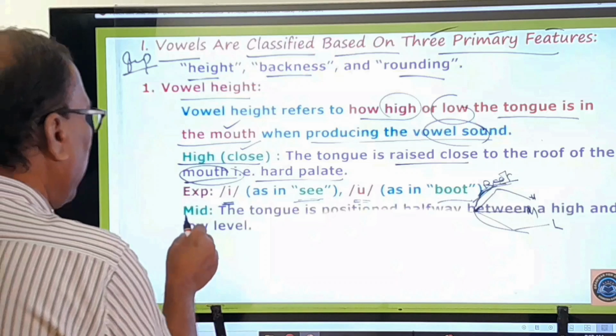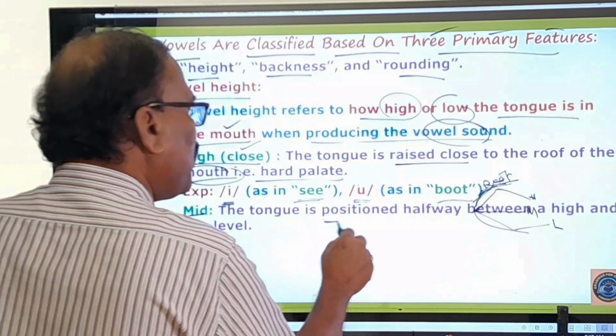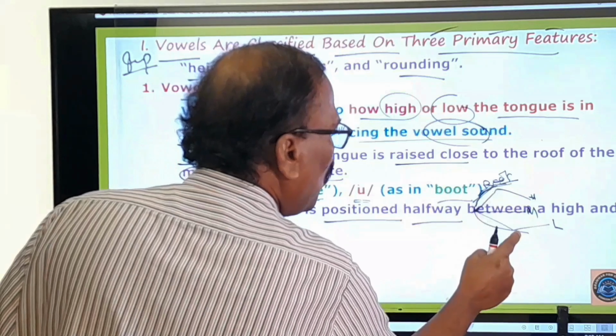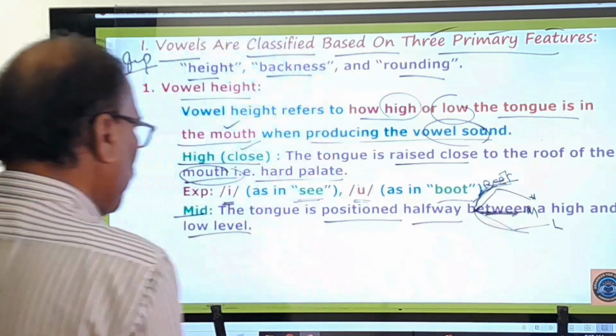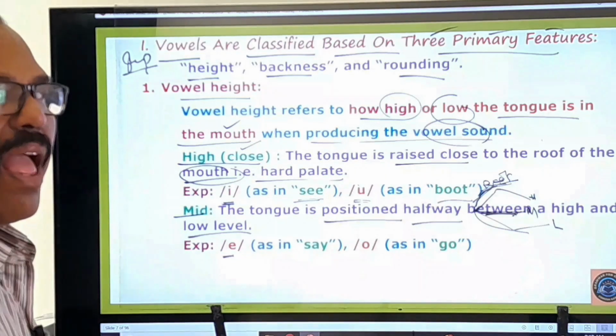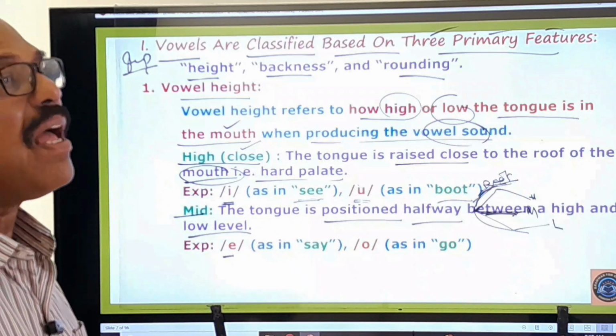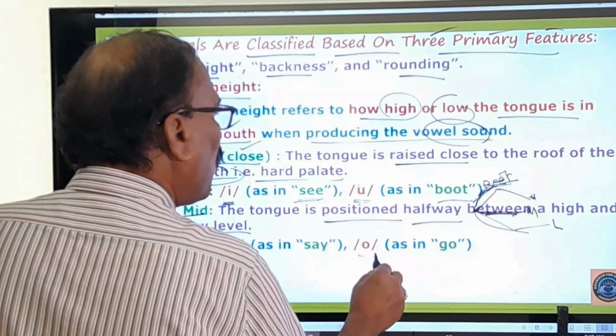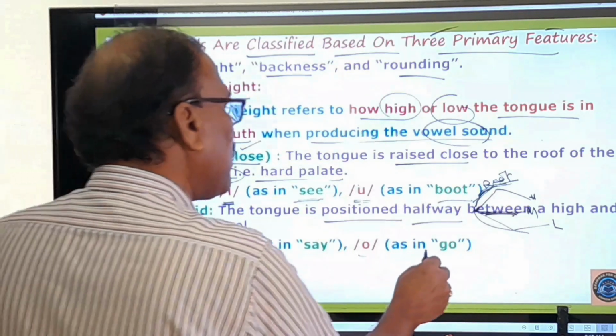And here mid position. So when the tongue is mid positioned halfway between a high and low level, this is the high one, this is the low level. This is the mid position. So what are the vowels produced in that way? A means a. When you say a, so here the tongue is mid positioned. O also, O. See, as in go.